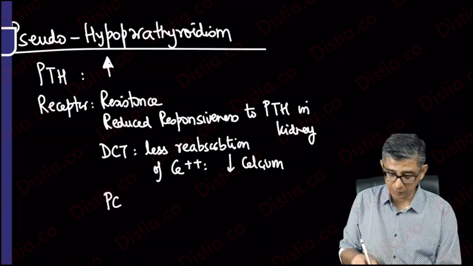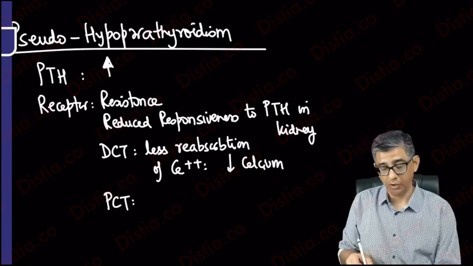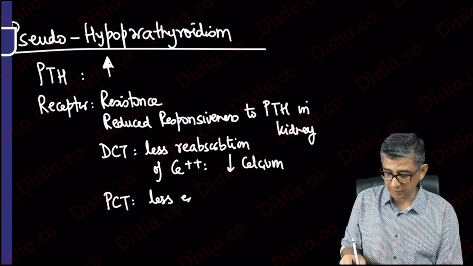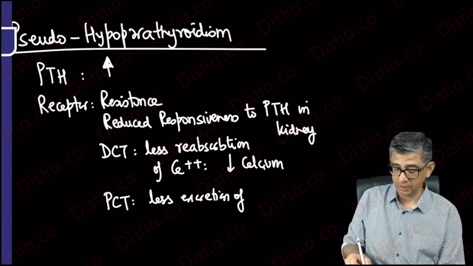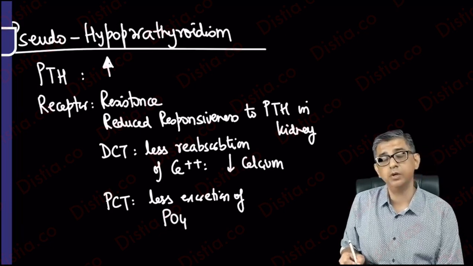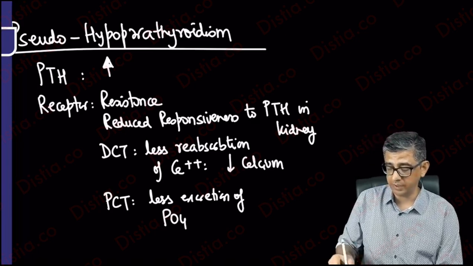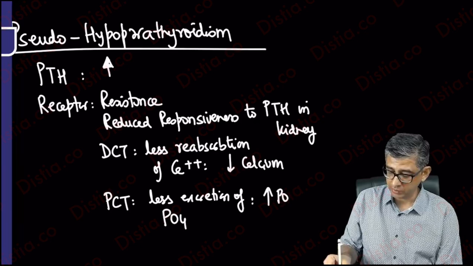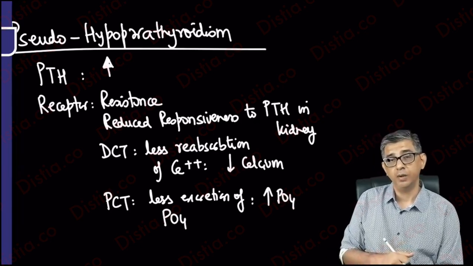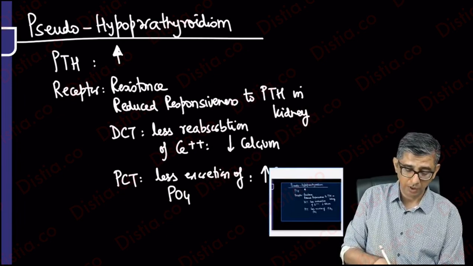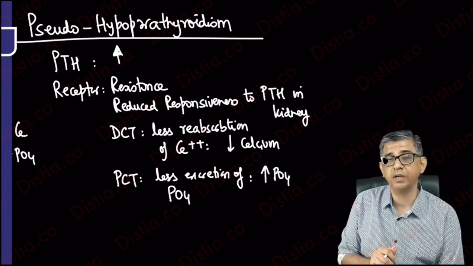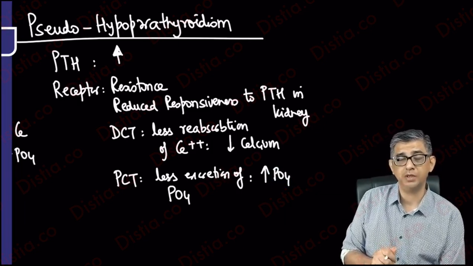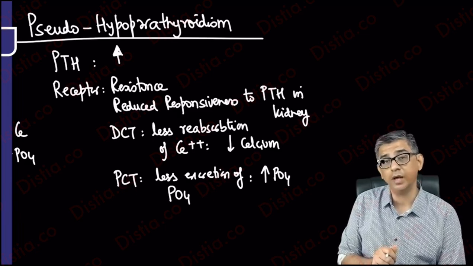At the same time, the response of the PTH will also be less. There will be less excretion of phosphate. I told you that normally the main function of PTH is that it causes loss of phosphate by the proximal tubule. Now there will be less excretion of phosphate, as a result of which the phosphate values in the blood would be elevated. If I'm going to do a workup of this patient, the calcium will be less, phosphate will be elevated. I'll repeat the reasons once again. Calcium is less because the reabsorption that is supposed to occur by the kidney is lesser, and phosphate that is supposed to be kicked out is not happening.